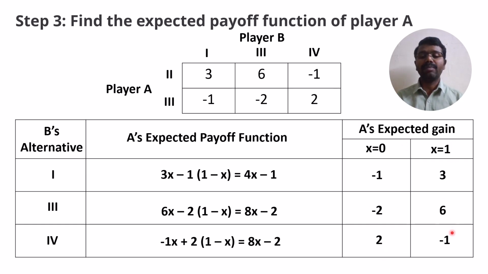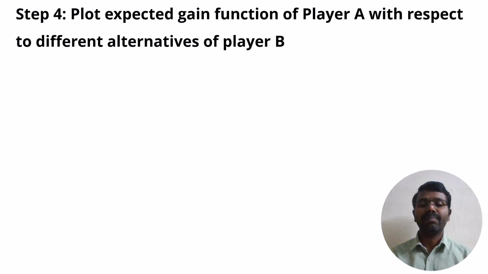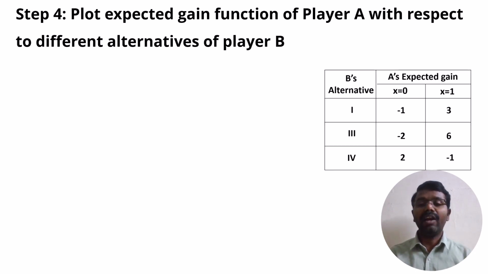From this expected gain, we need to plot the graph. The next step in the graphical method is to plot the expected gain function of player A with respect to the different alternatives of player B. We already got A's expected gain at x is equal to 0 and x is equal to 1 for alternatives 1, 3 and 4. So now let us draw a graph of A's expected gain.